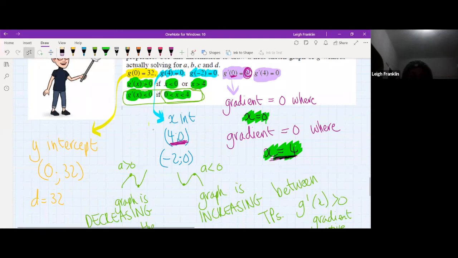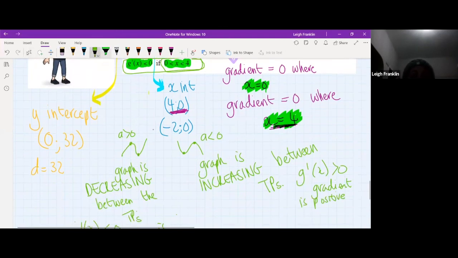So now my question to you is, am I going to draw a graph that is concave down, then concave up, or concave up and then concave down? You can put your answer in the chat. What do you think it is? Concave down, then concave up, or concave up, then concave down? What do you guys think?